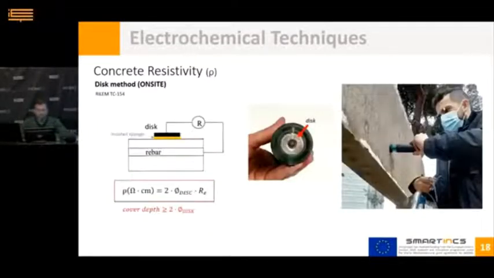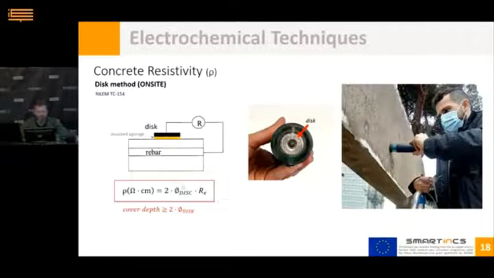More methods. Yes, there is another method for on-site measurements. It is the well-known disk method. It is based on the measurement of the electrical resistance between the reinforcement itself and a metallic disk of known diameter that is placed superficially, parallel to the rebar, on a wet sponge again. In this case, the geometrical factor to convert resistance to resistivity is twice the diameter of the disk.